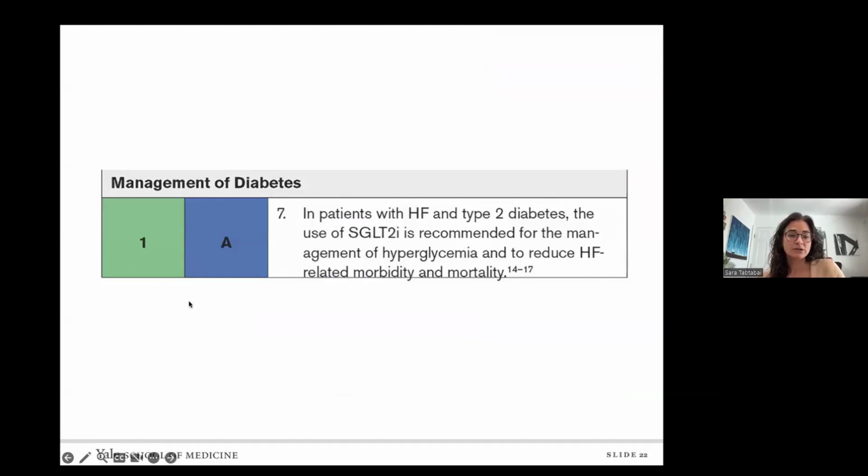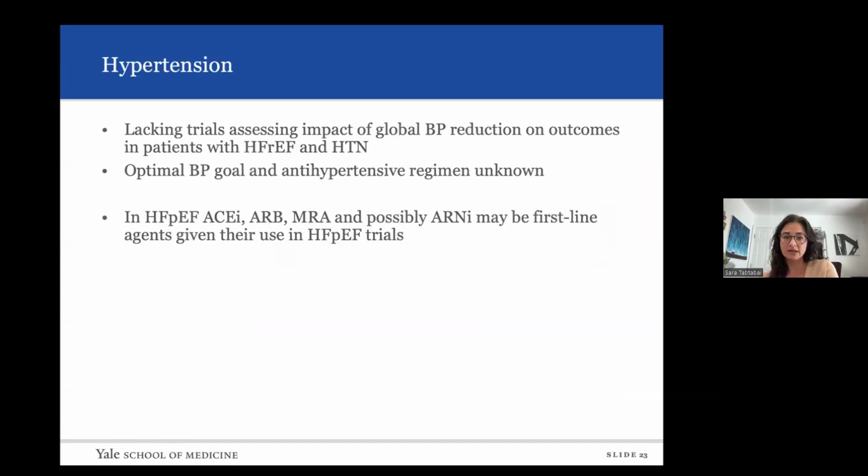And the general 2022 guidelines for heart failure, patients with heart failure and type 2 diabetes, the use of SGLT2 inhibitors recommended for the management of hyperglycemia and to reduce HFrEF-related morbidity and mortality. So in our patients with heart failure and diabetes, make sure they're on an SGLT2 inhibitor. And that's sort of the takeaway point from these guidelines.